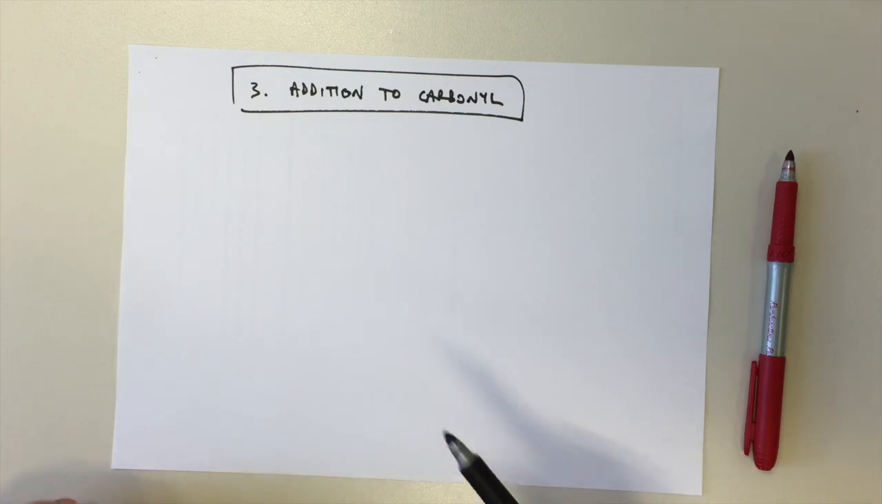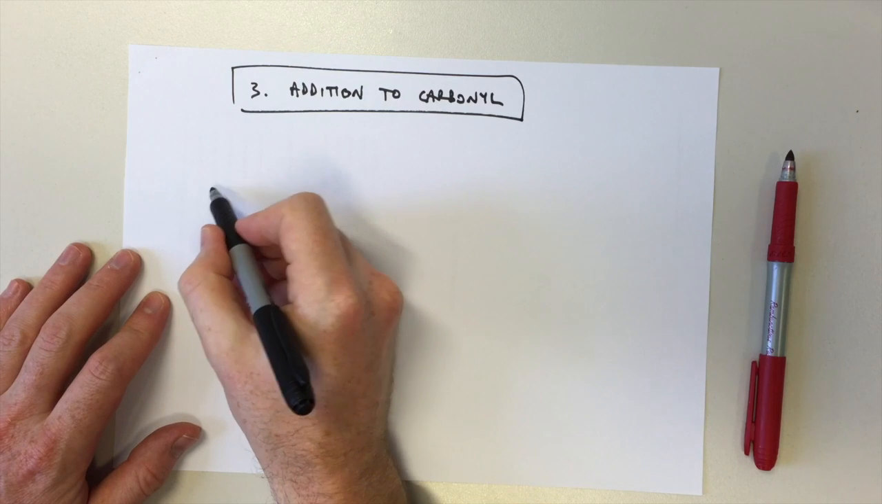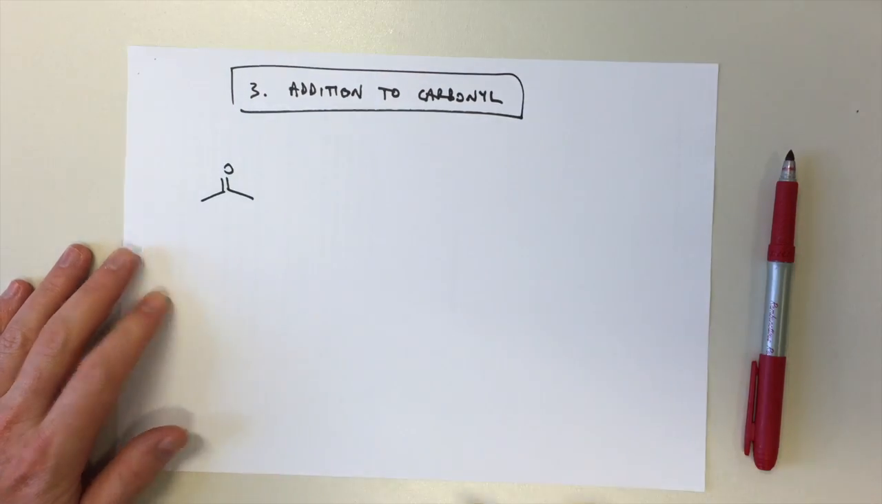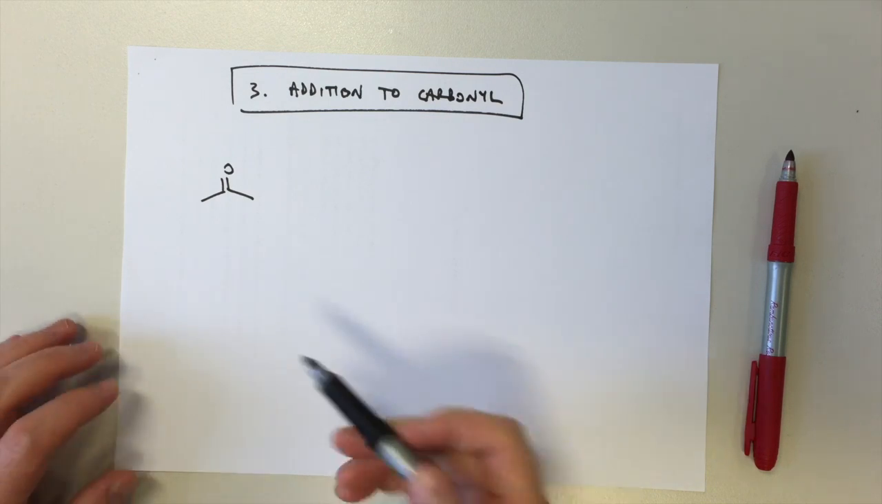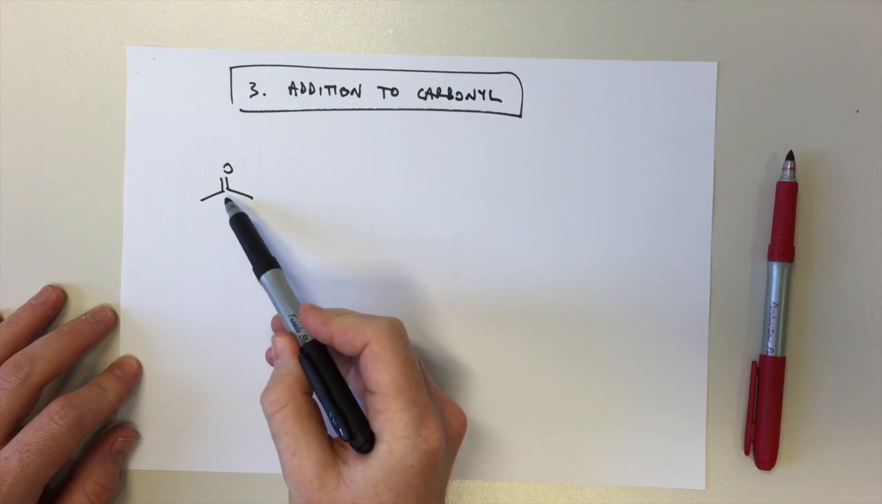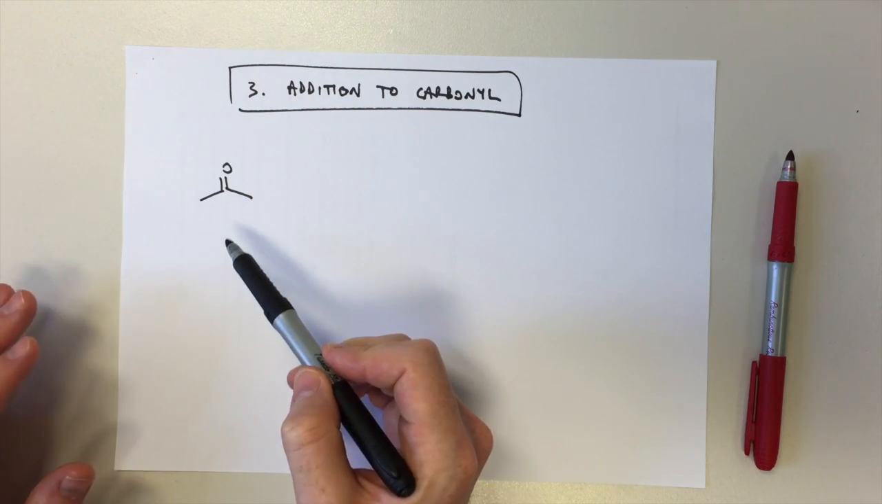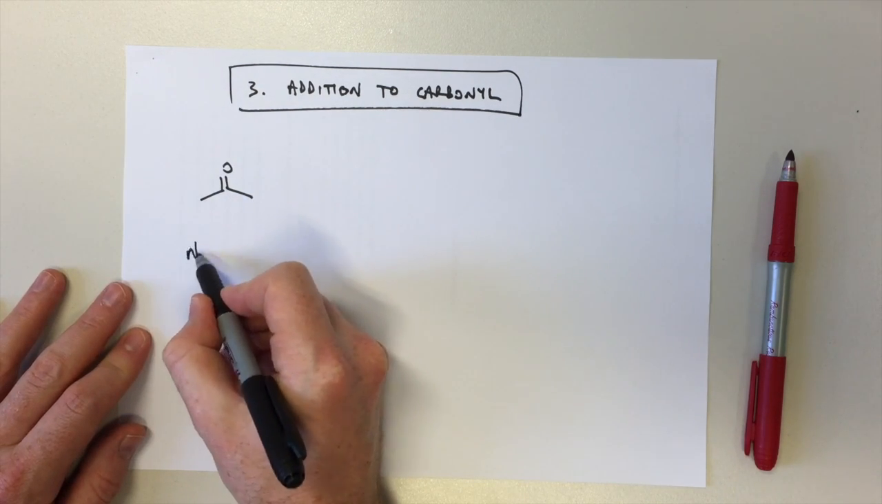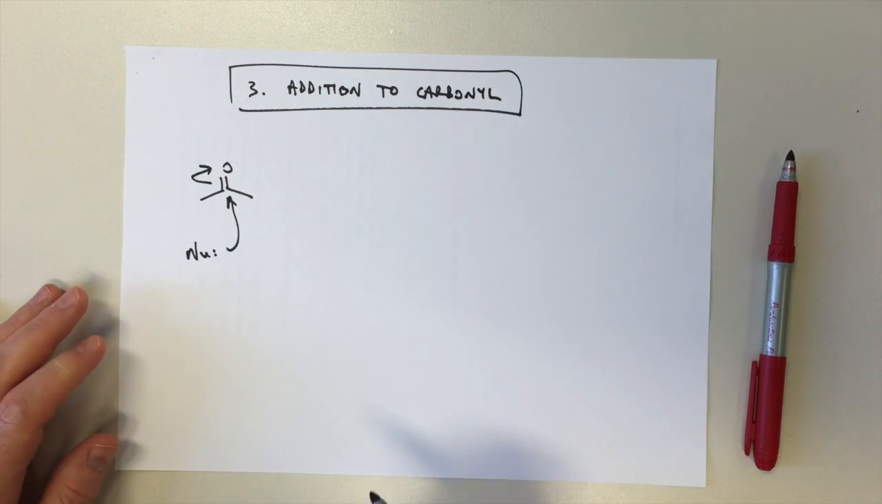The next reaction I'm covering now is addition to a carbonyl group. So here's a carbonyl group, and the characteristic reaction of carbonyl groups is addition. Various nucleophiles can add to the electrophilic carbon in a carbonyl group, and so a nucleophile is going to come and add like that.